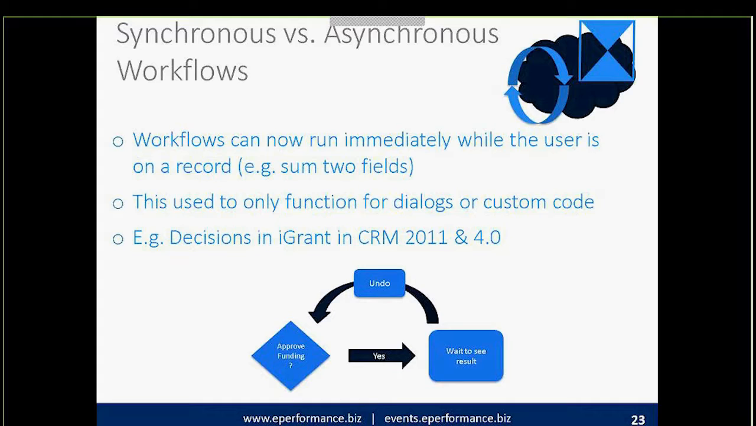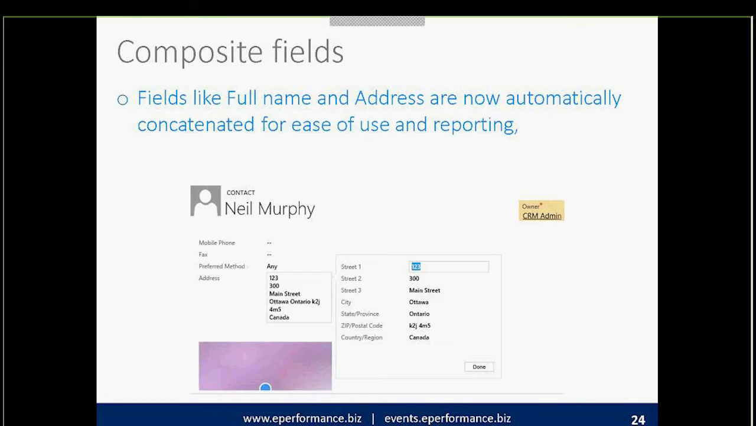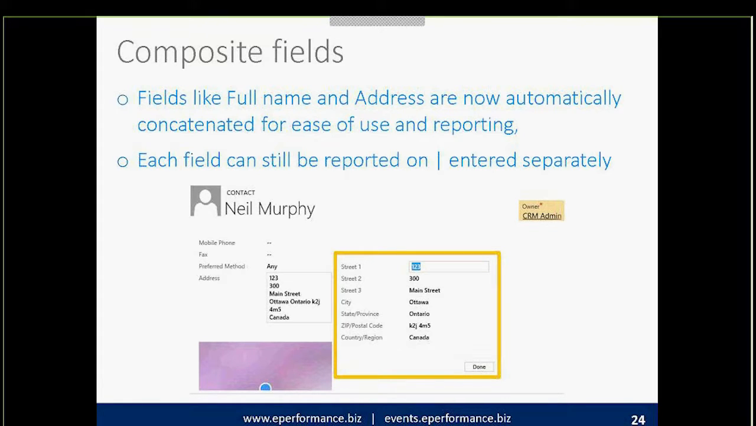Other interesting things in the UI that have changed or been improved: fields like full name and address are now automatically concatenated for ease of use and reporting. So if you look, the address looks like it's one field here. That'd be great for printing a label or something like that, and it's beautifully concatenated in a way that will always look the same and uniform. And individually, you have all the fields you require should you want to report on them. So if I want to report on contacts by city, for example, that's still accessible to me.